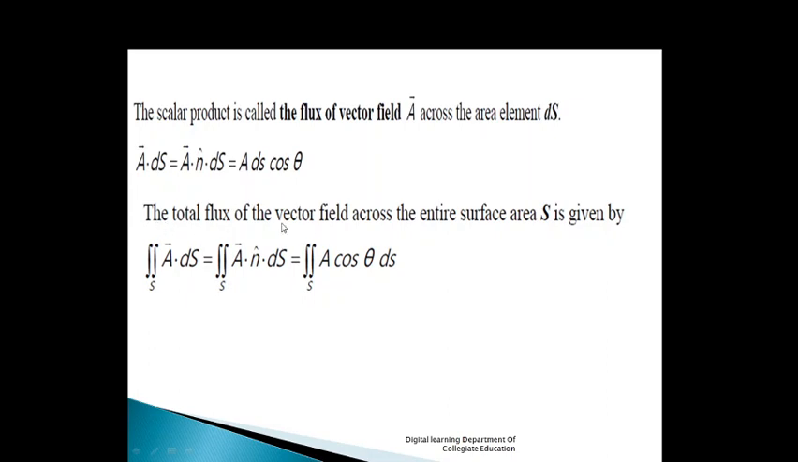Therefore, the total flux of a vector field across the entire surface area S is given by the double integral over S of vector A dot ds, equal to the double integral over surface S of vector A dot n cap ds, equal to the double integral over S of A cos theta ds.